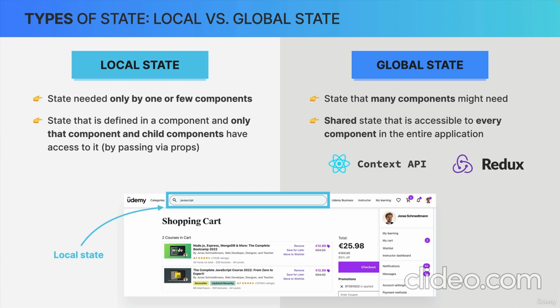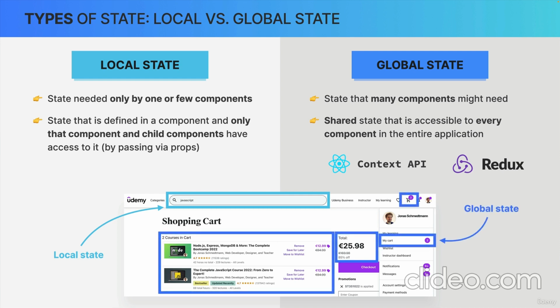Now, in this Udemy app, one piece of global state is the shopping cart. So that piece of data is used all over the place here. So all these components need access to the shopping cart state, and therefore it makes sense that this is global state. Now, this distinction between local and global state will matter more in large applications.